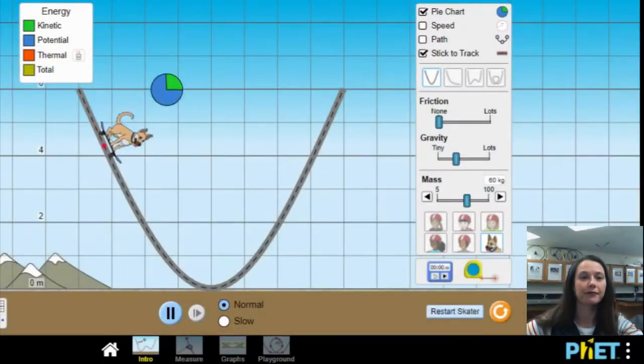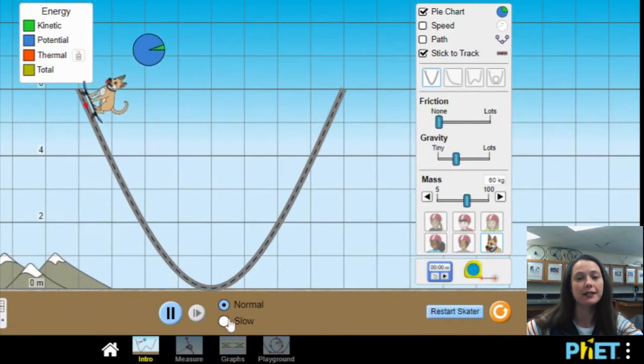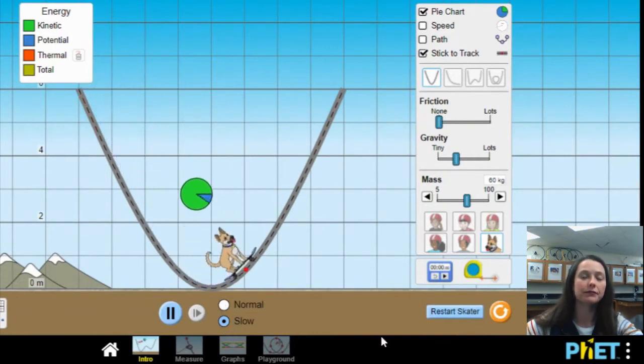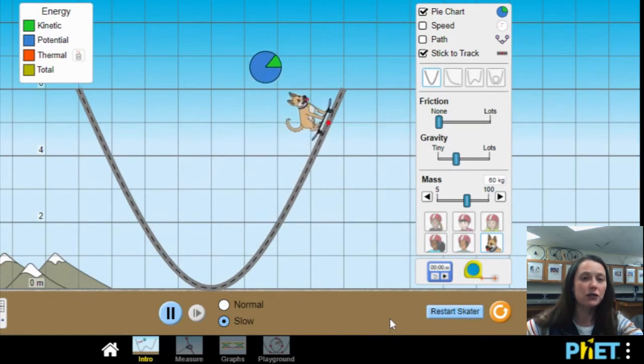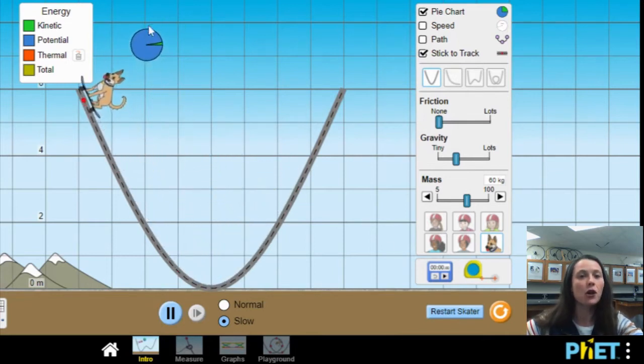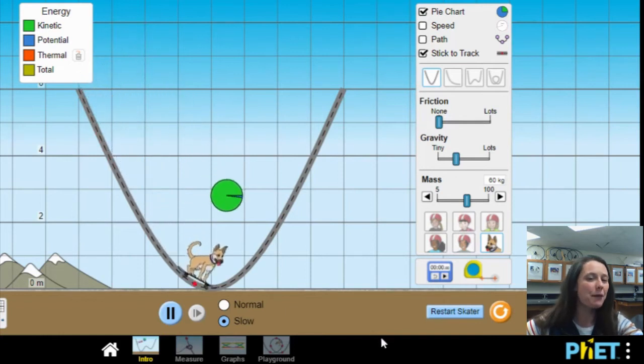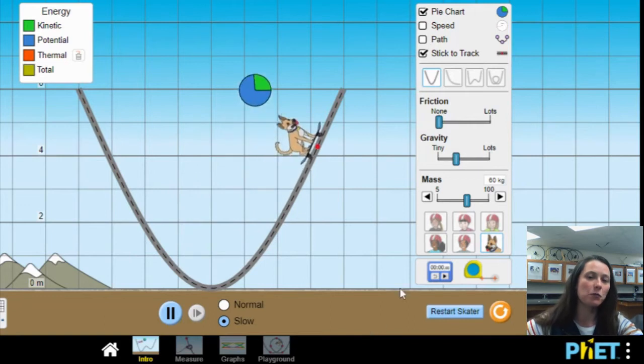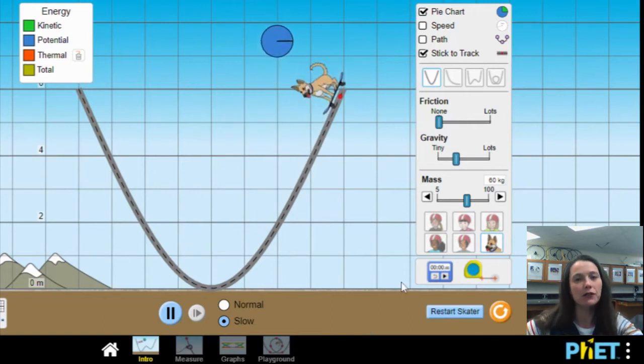Let's start by looking at this simulation. What things do you notice about this simulation as it plays? I'll put it in slow motion so it's easier to track. What ways do you see energy represented here? There are two main ways that we see energy being represented here. One is the pie chart above the dog's head. What's happening to the sizes of those pies as the dog goes up and down on the track?